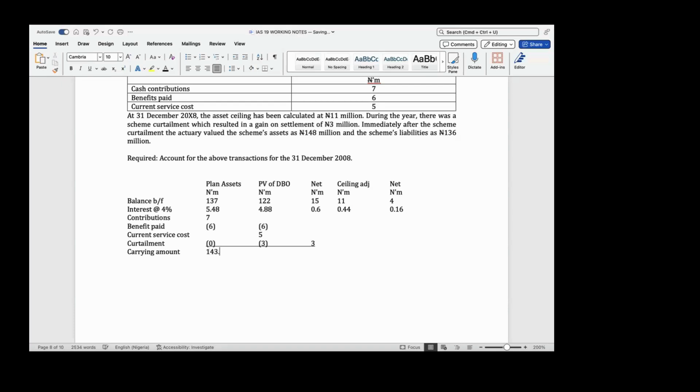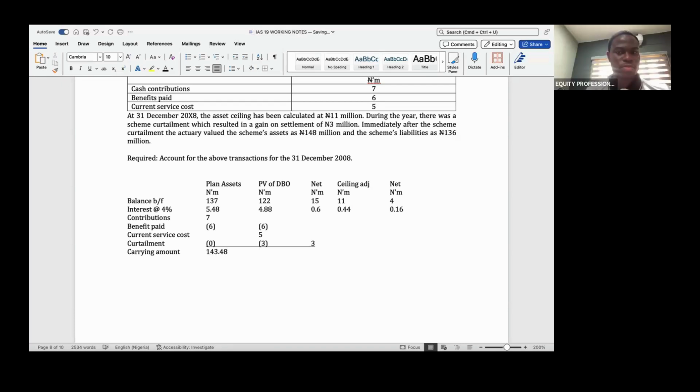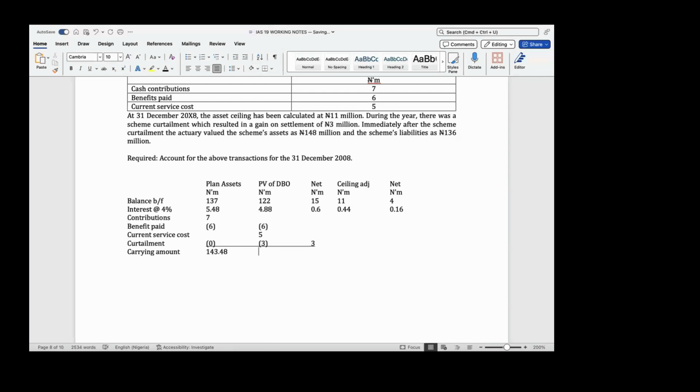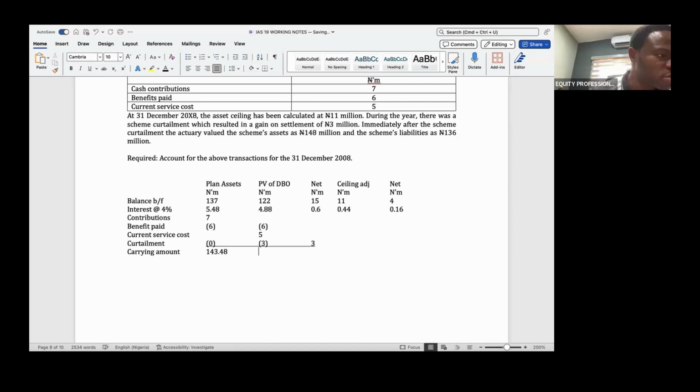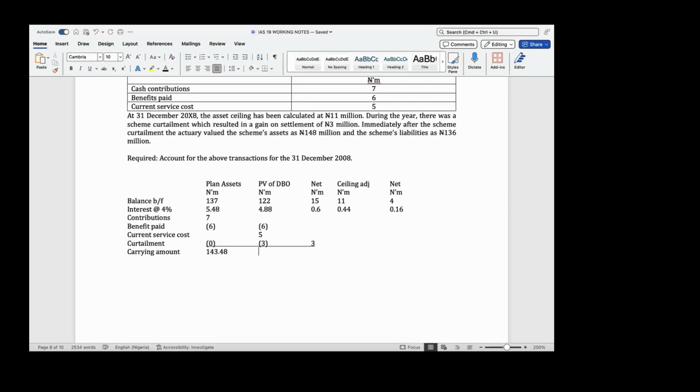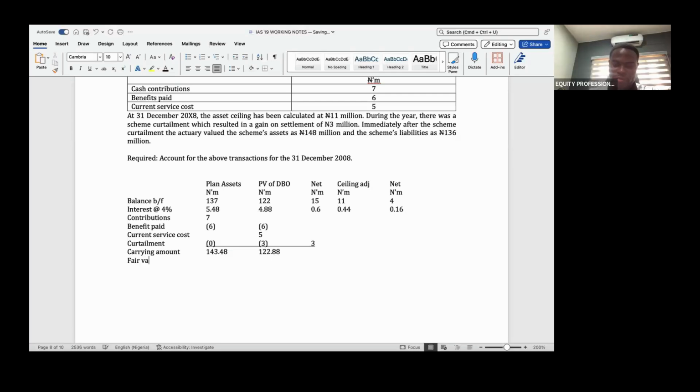$143.48. What's the DBO? How much is the DBO? 122.88. Now, what's my fair value? So fair value of the asset is 148. Fair value of the liability is how much? 136. So the difference should be 12.